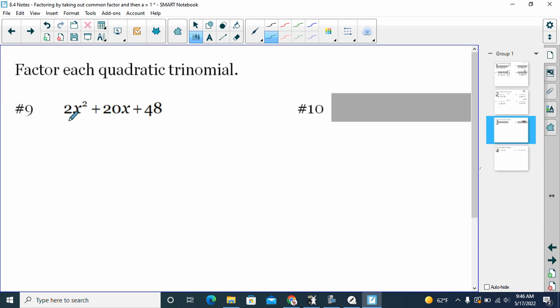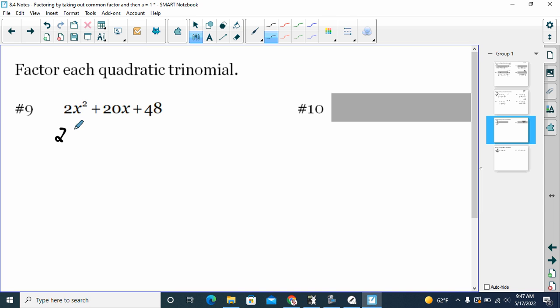If I have a 2 in front of the x squared, I cannot start trying to find numbers that multiply to 48 and add up to 20. Even if you find the numbers, your answer is not going to be correct. Instead, we need to first look for a common factor. Think about 2, 20, and 48. Is there anything I can divide all of those by? And the answer is yes, I can divide them all by 2.